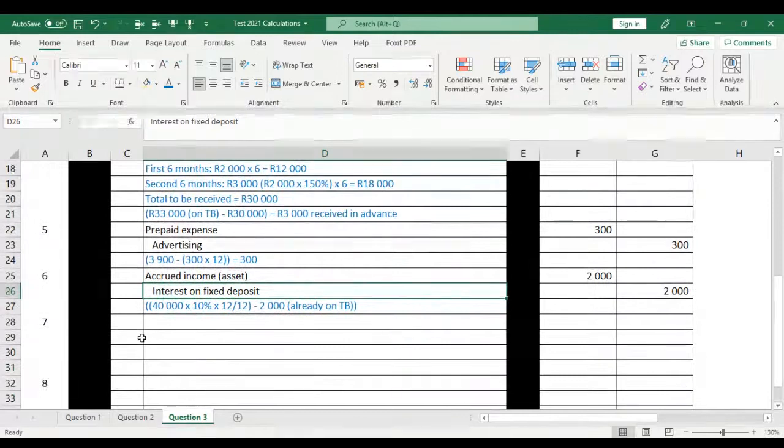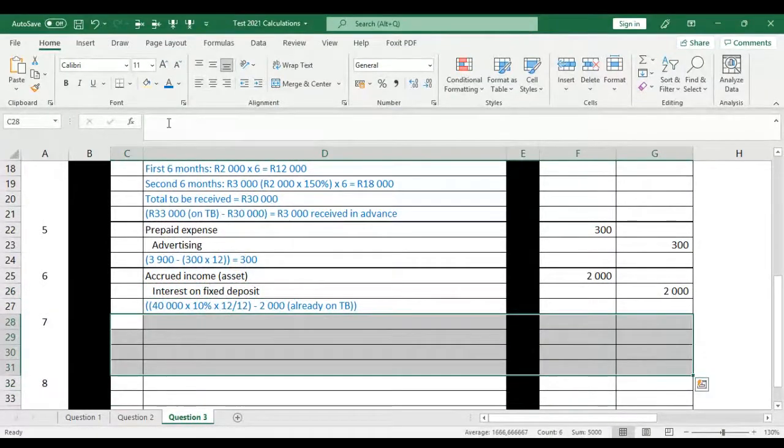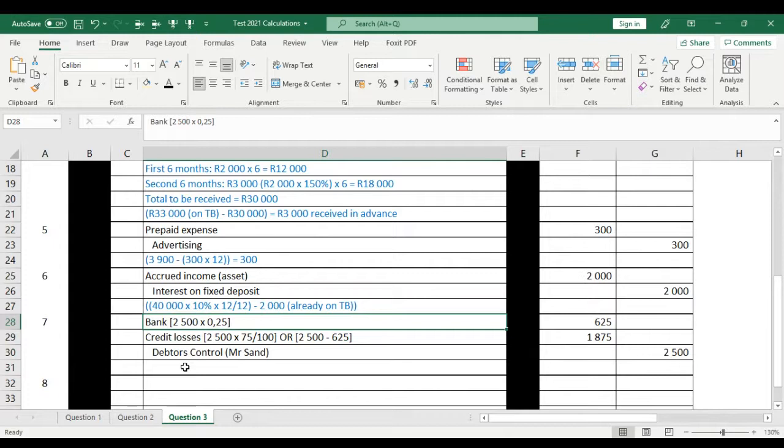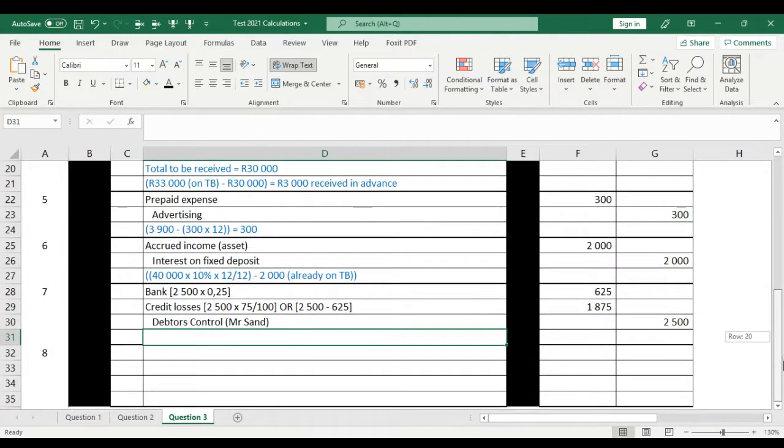Then the next entry was the bad debts written off, or the insolvent debtor. Now you could have done this as one entry or two entries. We marked both. So for the bank, you take the 2,500, you multiply with the 25% to work out we will receive 625 Rand. For the credit losses, you could have then taken the 2,500 times with 75% to work out the portion, or you could have taken the 2,500 and just deducted the 625, and then you reduce your debtors control with the 2,500 to show that we will no longer actually receive any money from that debtor.